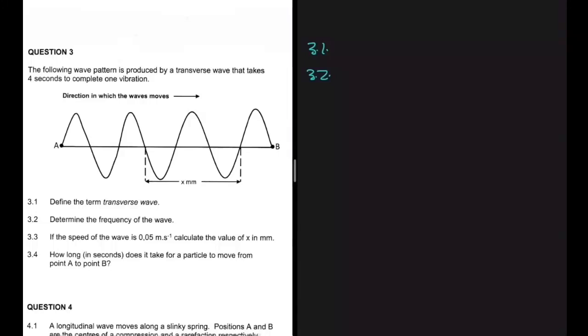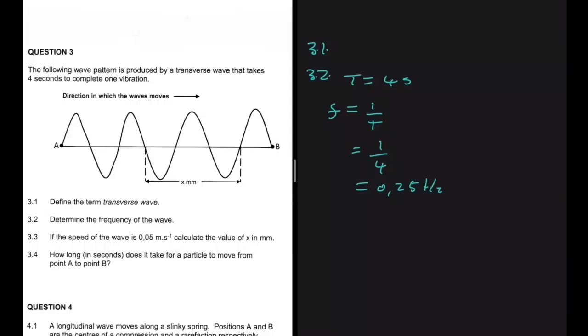We've already deduced that the period equals 4 seconds. Why are we saying the period is 4 seconds? Because we have been told that it takes the wave 4 seconds to complete one vibration. So the frequency equals 1 divided by the period, which is 1 divided by 4, which equals 0.25 hertz. So the frequency of this wave is 0.25 hertz.